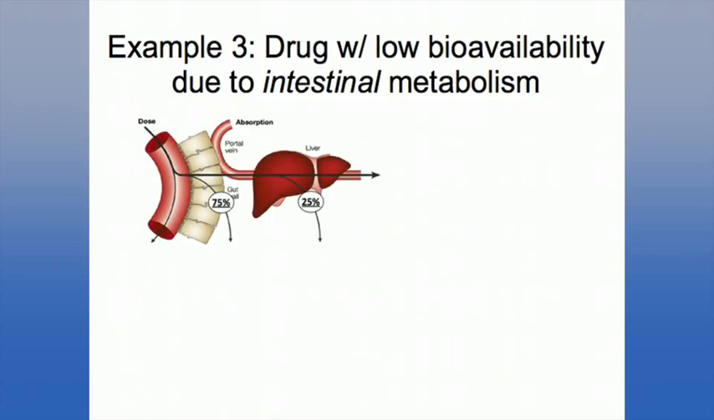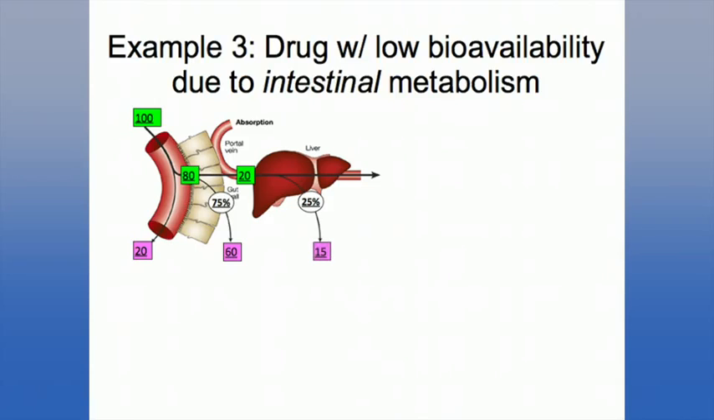So let's say we again have a drug with low bioavailability, but in this situation, it's due to intestinal metabolism. So if we move quickly through the first example, because it's the same as what I showed you in the previous slide, with one exception. We flip-flopped where the biotransformation is occurring. So in this case, 75% is occurring at the level of the GI enterocyte, and only 25% is occurring at the level of the liver.